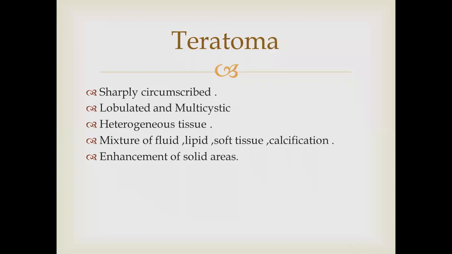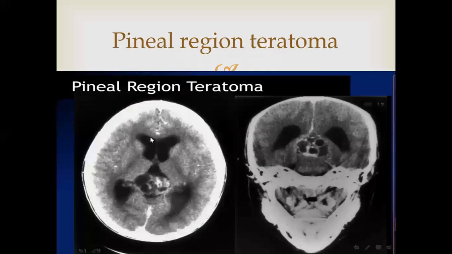The next most common type is teratoma, a sharply circumscribed, loculated, multicystic mass with heterogeneous tissue containing fluid, fat, soft tissue, and calcification, with enhancement of the solid area. On axial CT, there is a multicystic mass containing different attenuation levels posterior to the third ventricle. This is a typical picture of teratoma.